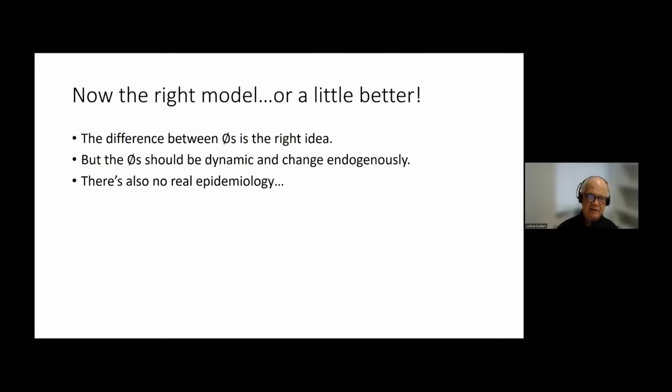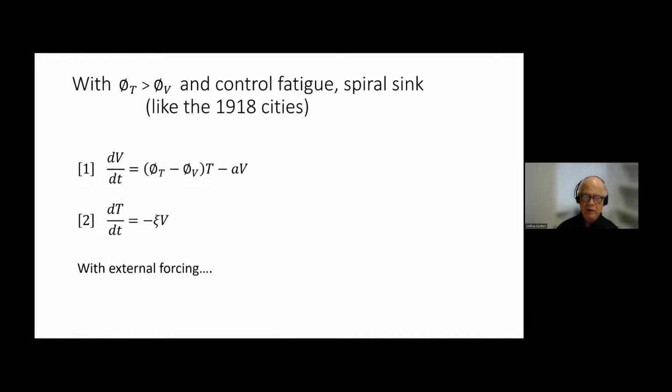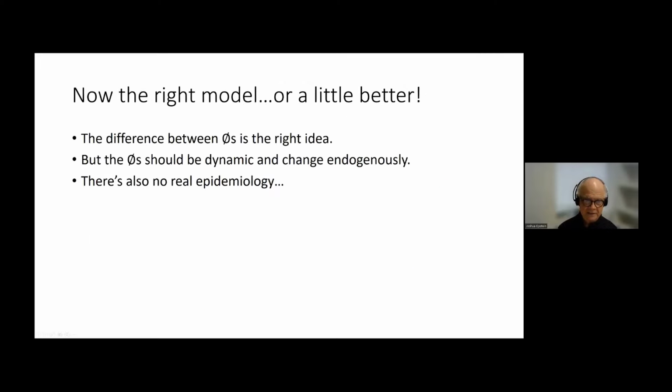So now let's try to get to the right model, or one that's even a little better. I like the difference between the fears, but they need to be dynamic, of course, and change endogenously in the model. The other problem with all of this is there's no real epidemiology at all. There's no contact between anybody and anybody else. And of course, the other problem is that the equilibrium is 0 and you have negative values, which is embarrassing if you want to study epidemics. So there's a lot wrong with this, even though it's the right idea.